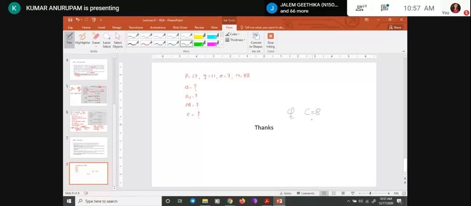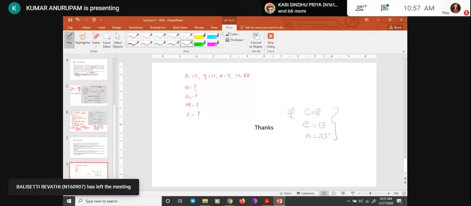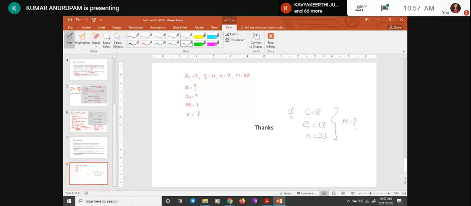Now, you also have the value e, which is equal to 13. Let's say e is given to you as 13, and also the n value is 33. So these three values are given to you: C is given, e is given, n is given. Now my question is, what could be the plain text? What could be the message m which was there?